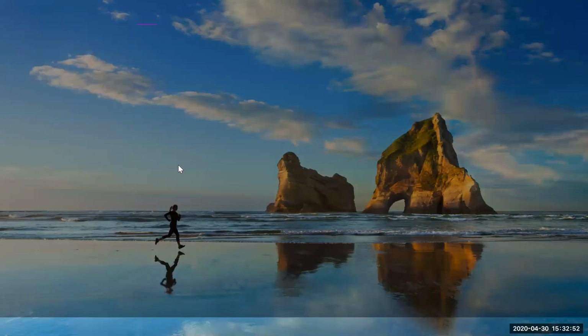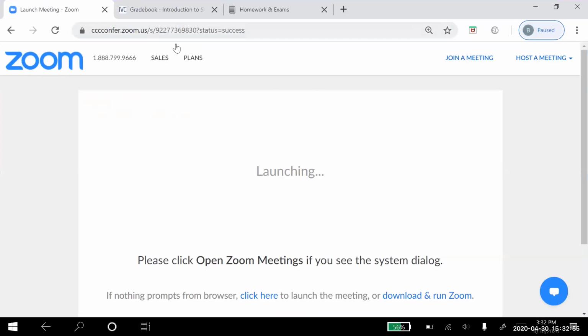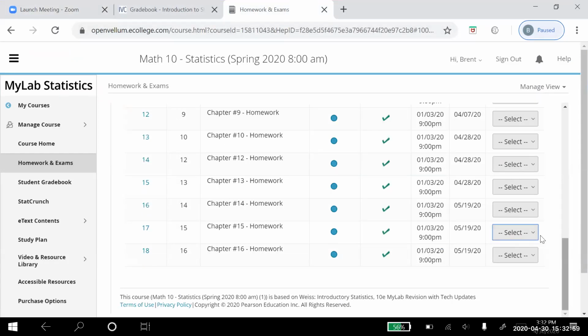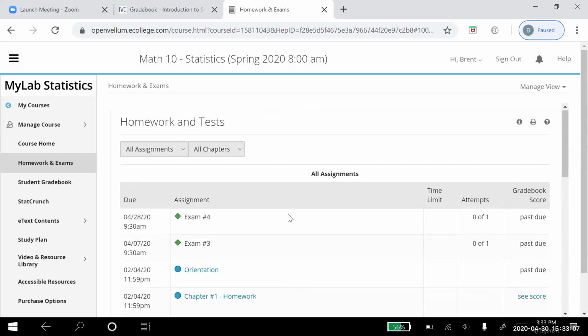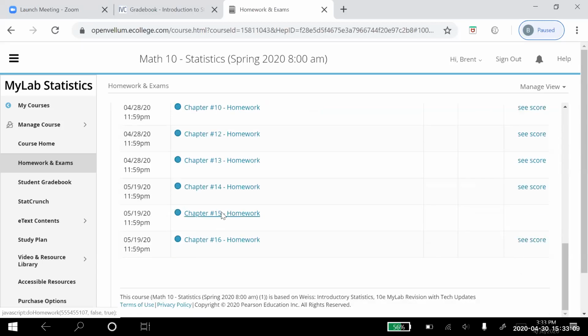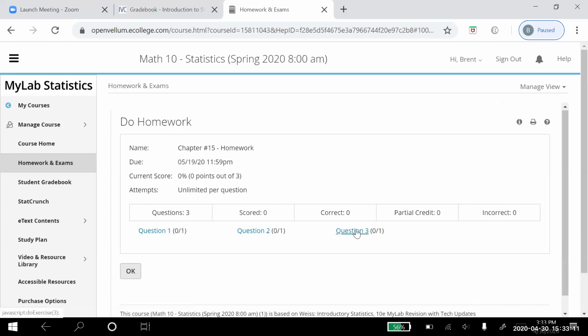Let's jump over to the problems, and we will go straight into homework and exams, chapter 15. And I think I'm in the teacher view. So let's get out of the teacher view. You don't have that access. So we'll go down to 15, go into the homework, and let's do question 3.